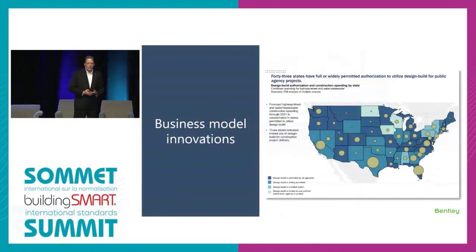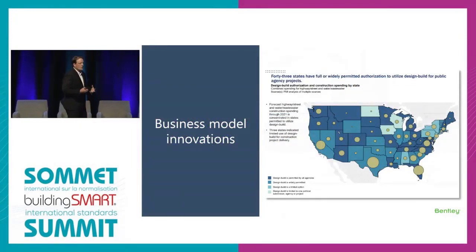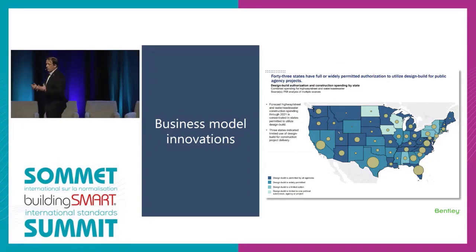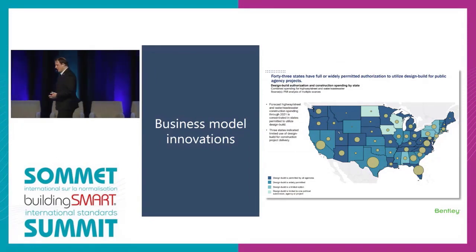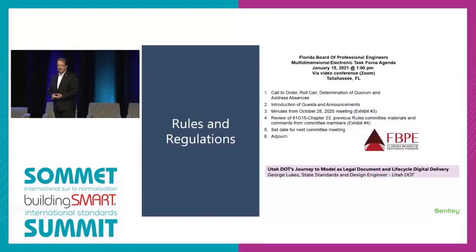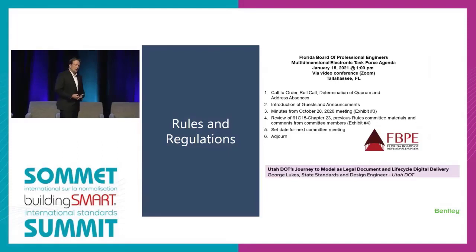The next thing is about process. We need new business model innovations, right? We had the design build coming in this world, and that has helped innovation quite a bit. But we need more of these sort of innovations, right? We need mandates. We need to do all kinds of things to make sure that we can get there. We need rules and regulations to change.